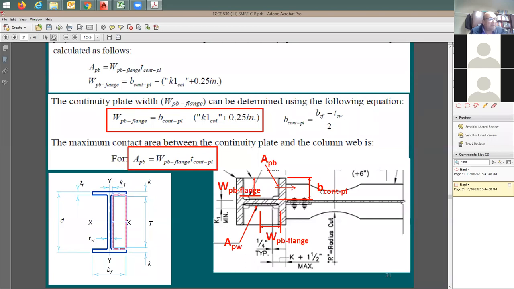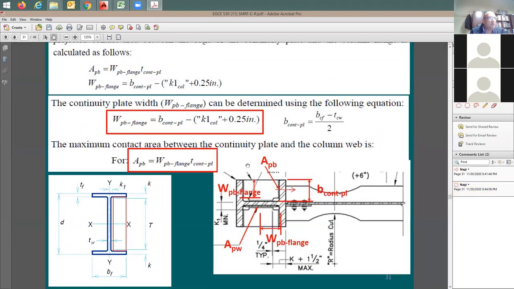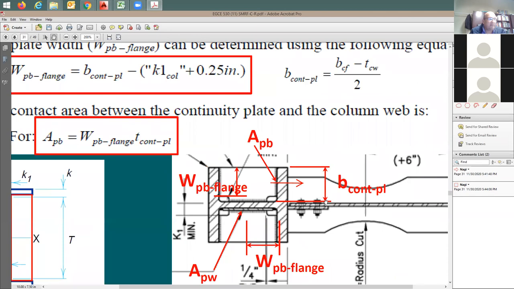I'm gonna say, but in here, you have subtracted already the web thickness of the column. Does this make sense to you? You see this one here? It says here, BCF, which means entire width, subtracting the web, divide by two. So this gave me the width of the plate.